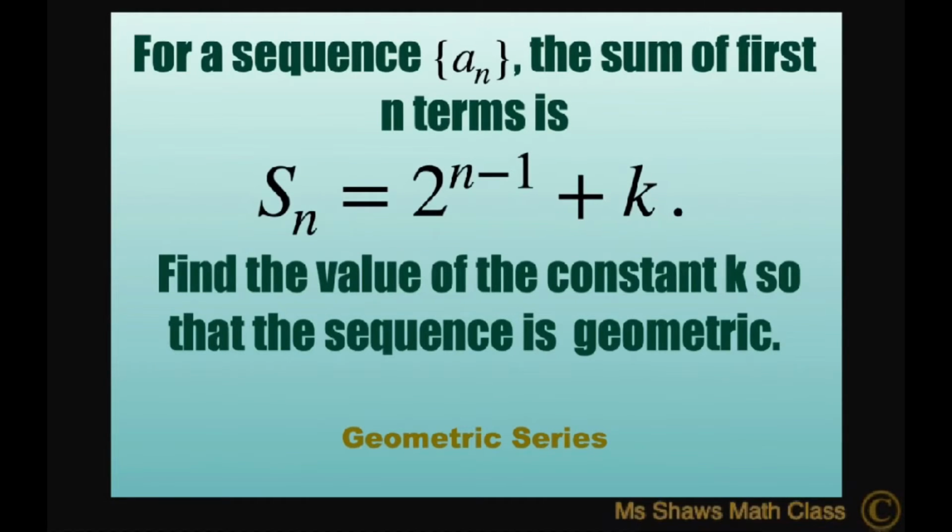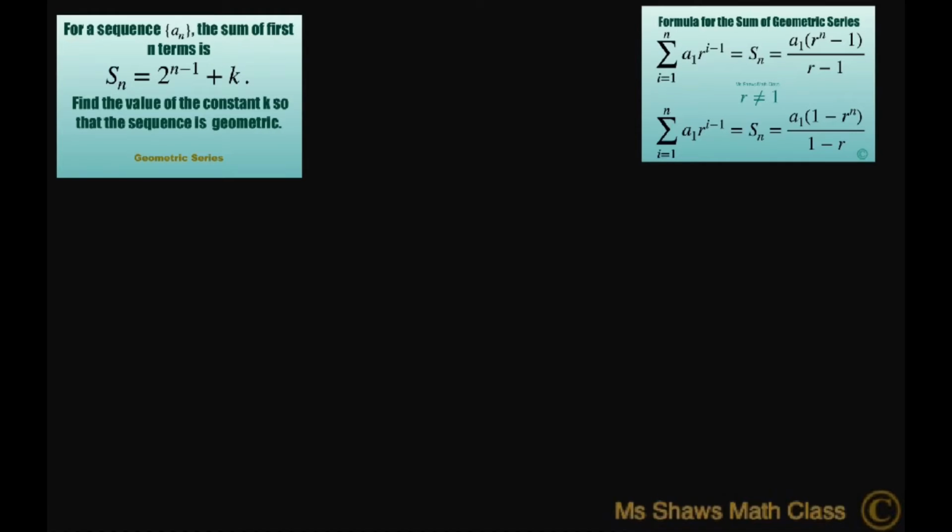For a sequence a sub n, the sum of the first n terms is s sub n equals 2 to the power of n minus 1 plus k. We're going to find the value of the constant k so that the sequence is geometric. And so basically, before we get started, let's just note that I want to find a sub n.